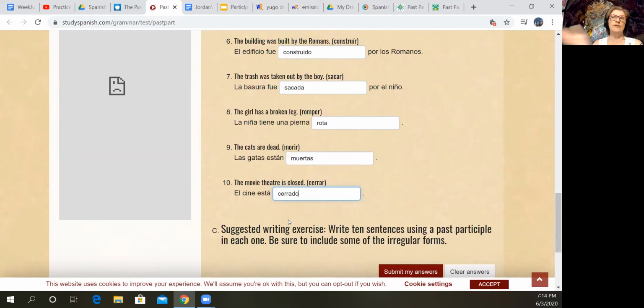The movie theater isn't doing the action of closing anything. It just is in a state of it. It's not open. It's closed. Here, I really needed to use it with estar, right? It's closed. It is in that state. But pierna rota, broken leg, I don't need estar.